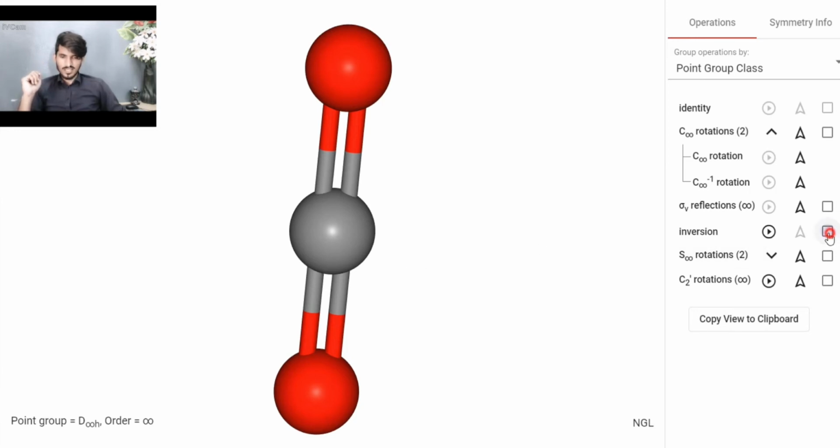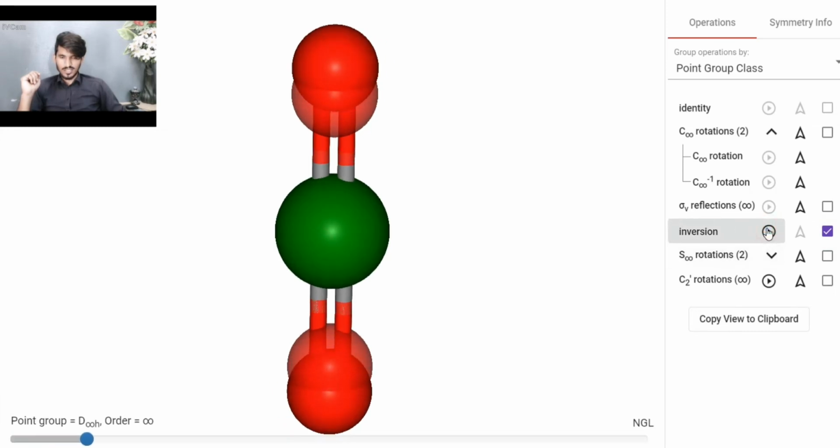And what more is present? There is an inversion center at the center. So that's the inversion that I'm going to explain.